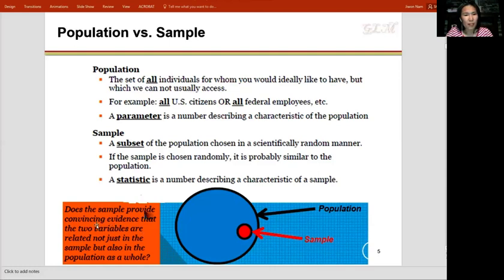Does the sample provide convincing evidence that the two variables are related, not just in the sample, but also in the population as a whole? I believe you already learned this concept in PUAD 628. So I just want to quickly review this before we actually interpret the statistics shown in the simple regression. So why do we use a p-value? Why do we do a hypothesis test? What's the difference between mathematics and statistics?